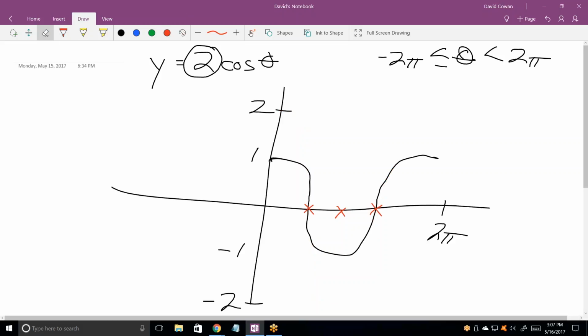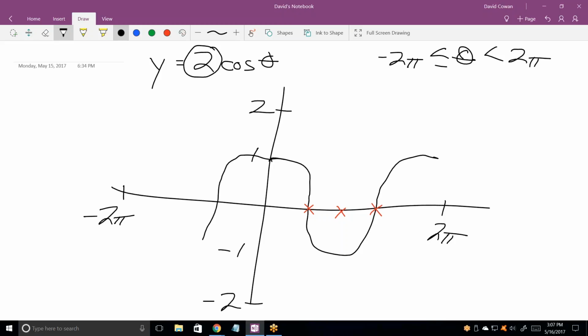If I want to go from negative 2 pi to positive 2 pi, then I have to draw the rest of it over here. Cosine, and this isn't really necessary to know, is an even function, meaning it is symmetrical with the y-axis. So all I have to do is draw this curve and reflect it over the y-axis.